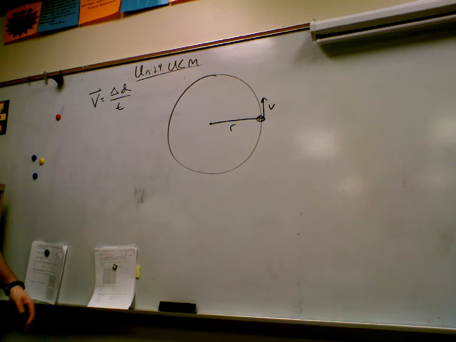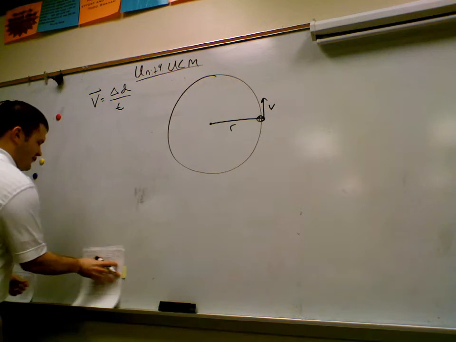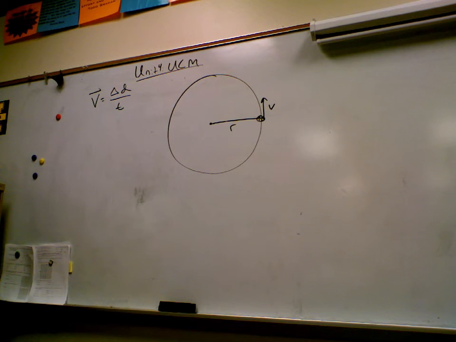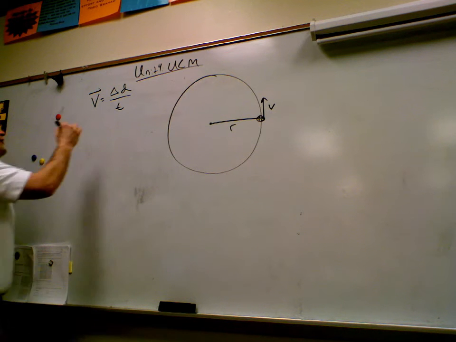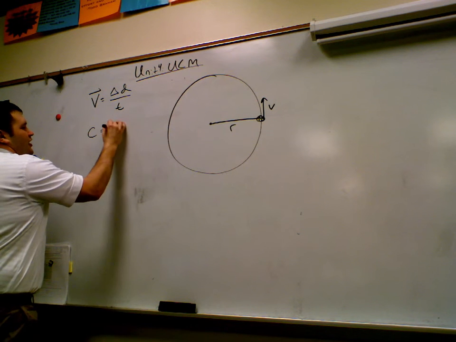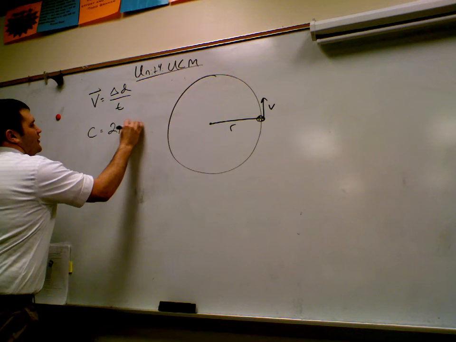Pi radius squared times... Pi radius squared, something else? I appreciate the effort, but I think you're thinking about area. Pi r squared is the area. 2 pi. What is it? 2 pi r. Perfect. Thank you. So the circumference is 2 pi r.